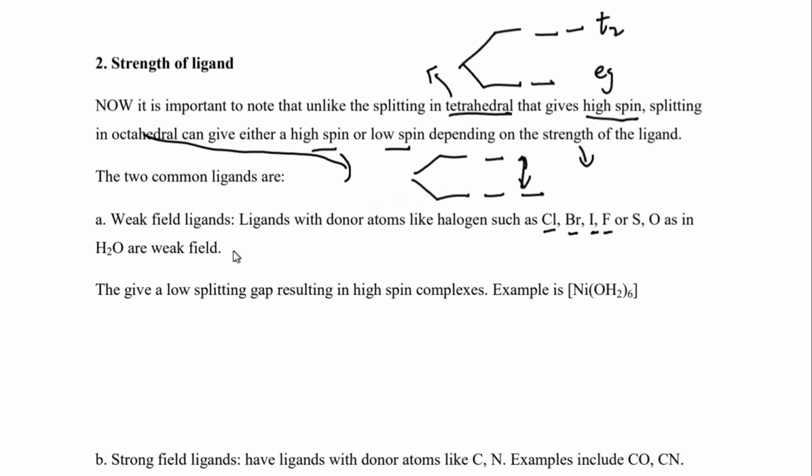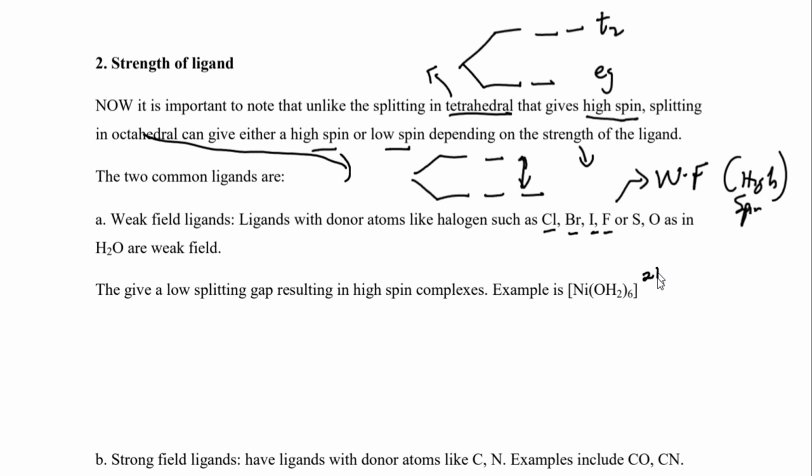So if it's a weak field ligand, it's going to give high spin because the distance will be small. But if it's a strong one, we're going to come down to that. Let's look at the weak field first. They give a low splitting pattern resulting in high spin complexes.